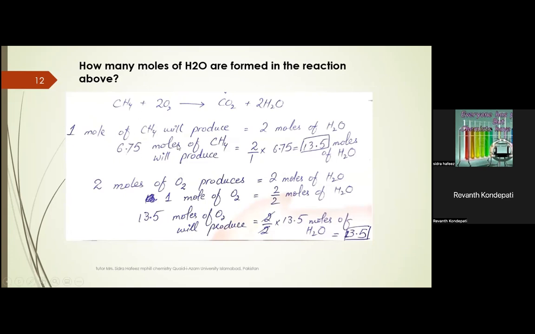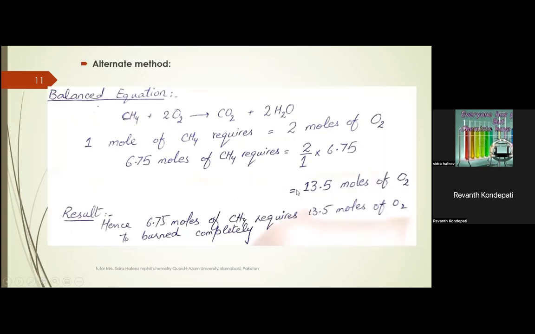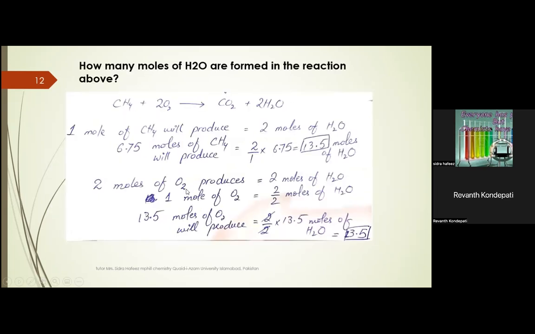So 6.75 moles of methane will produce 13.5 moles of water. Again, the same statement: 2 multiplied by 6.75, 13.5 moles of water. If you want to use the oxygen in place of methane, then you can also get the same result. For example, 2 moles of oxygen is producing 2 moles of water. And here we have calculated 13.5 moles of oxygen. So the 13.5 moles of oxygen will produce 13.5 moles of water.